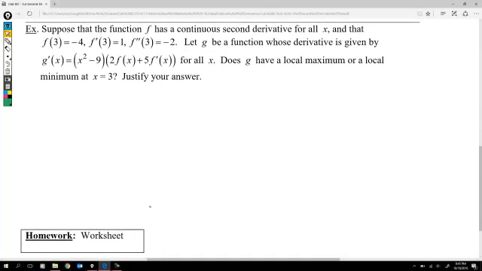All right, let's move on. So here we're given some function values and then something that looks kind of complicated. And it's asking me if g has a local maximum or a local minimum at x equals 3. Okay, so this is a situation where it's impossible to use the first derivative test because I do not have a function to plug values into. Like I can't make a number line. So let's take the derivative of g.